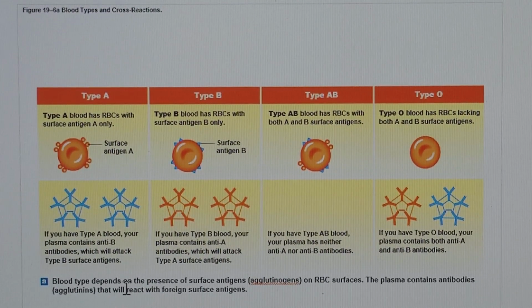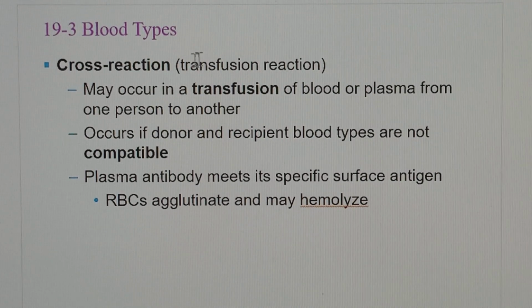Again, your blood type depends on the presence of surface antigens called agglutinogens on the red blood cell surface. The plasma contains antibodies, agglutinins, that will react with foreign surface antigens. A cross-reaction or transfusion reaction may occur in a transfusion of blood or plasma from one person to another, if the donor and recipient blood types are not compatible. A plasma antibody meets its specific surface antigen, and red blood cells agglutinate and may hemolyze.